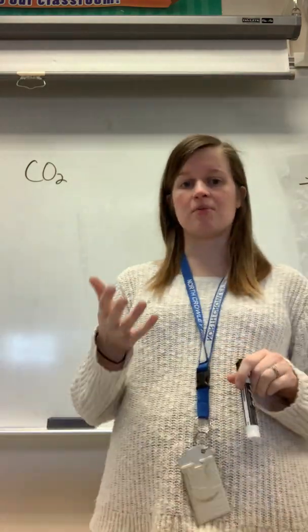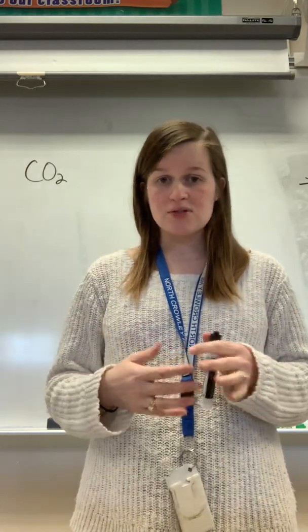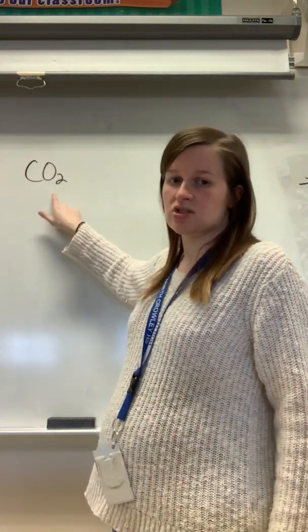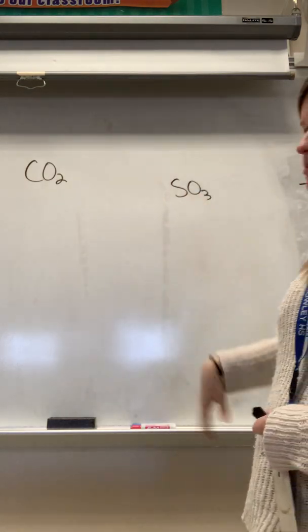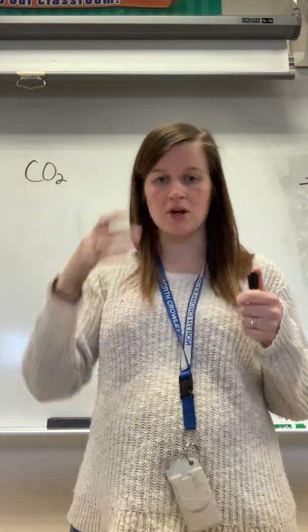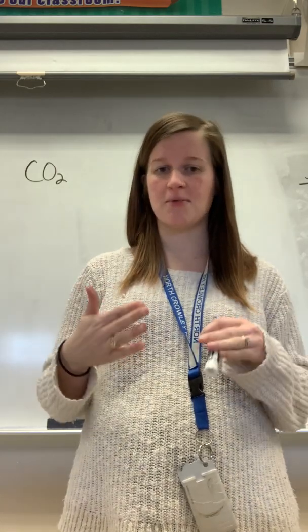So first of all, a covalent bond is always going to be between nonmetals. Carbon is a nonmetal, and oxygen is a nonmetal, so nonmetals. And then over here, sulfur is a nonmetal, and oxygen is a nonmetal. So I have two different covalent bonds that we're going to work, and each time we're going to set them up the same.